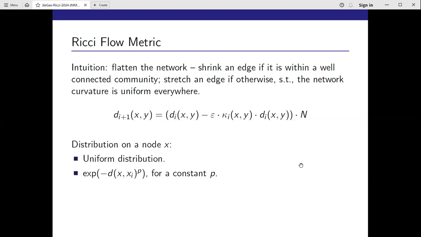In particular, we experimented with different kinds of distributions that we use to define curvature. We could go with the classical definition proposed in the original paper, which is a uniform distribution on all the neighbors, or another distribution that favors vertices that are at smaller distance to x and y. The second one actually speeds up this procedure towards convergence.